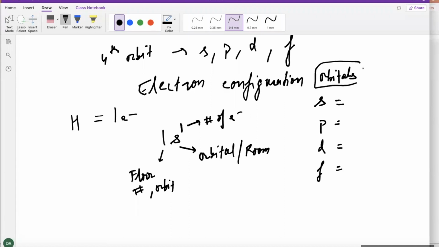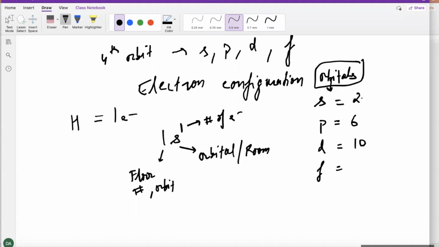So guys, these orbitals have a cap of how many max electrons they can keep. So like S can keep maximum 2 electrons, no more. If you have 2 electrons on S, it's full, go to the next room. P can take 6 electrons. D can take 10 electrons.